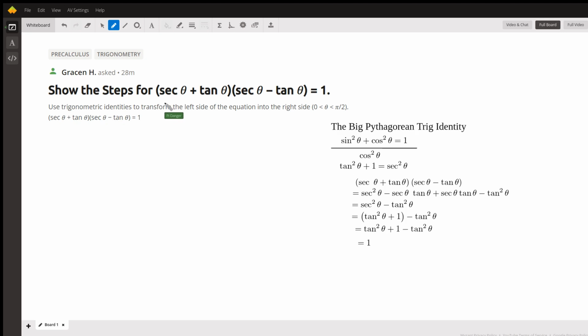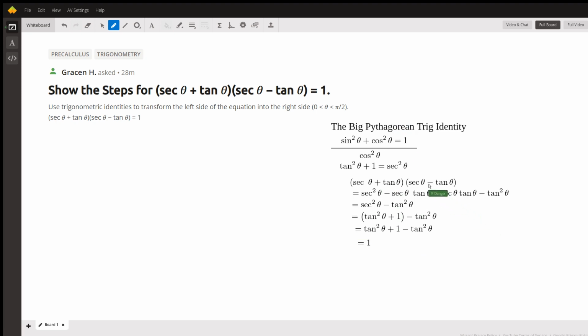So the question is, show the steps for secant of theta plus tangent of theta times secant of theta minus tangent of theta equaling 1. So we are in the realm of trigonometric identities. First, when you're starting a trigonometric identity, I suggest you just take a look at it. The solution is written out right here in the lower right of the screen, and you can just go over that if you want. But if you want me to walk you through it, I'm going to do that right now.